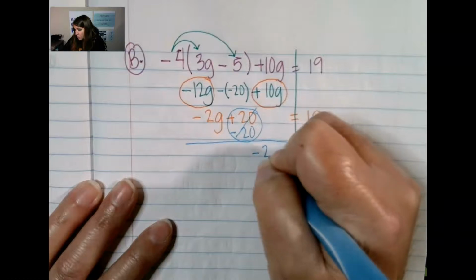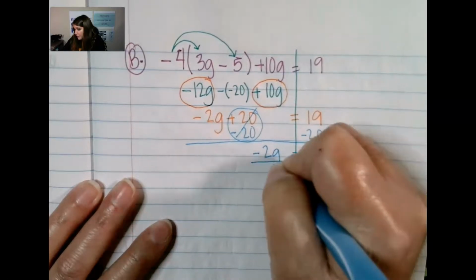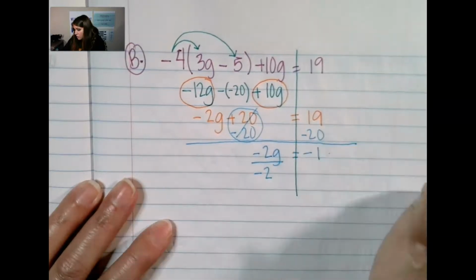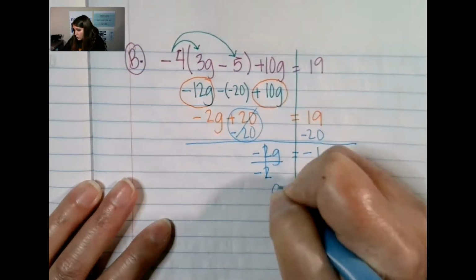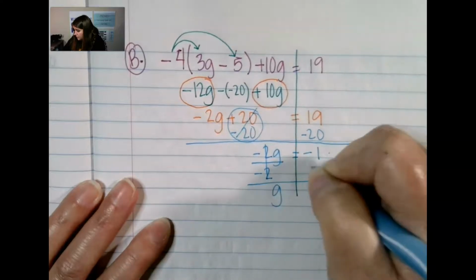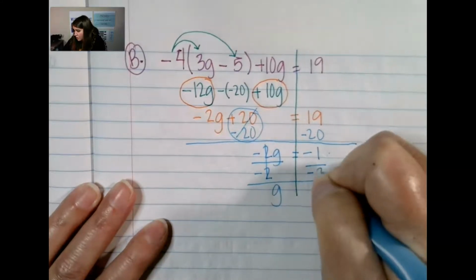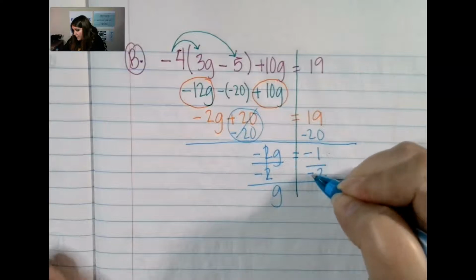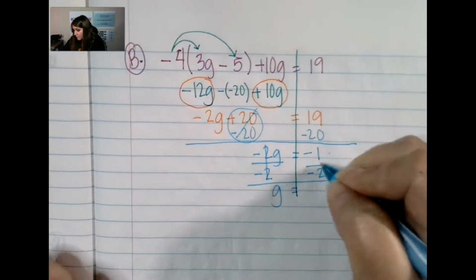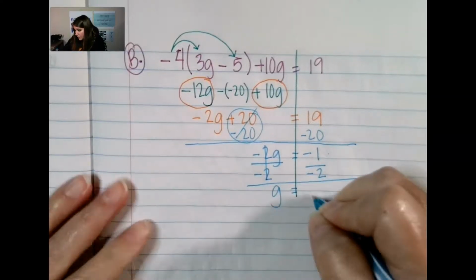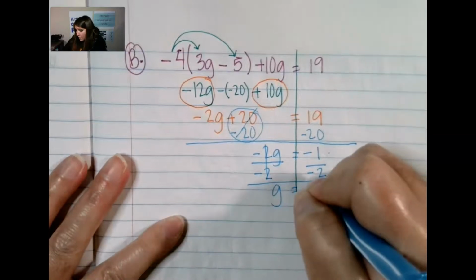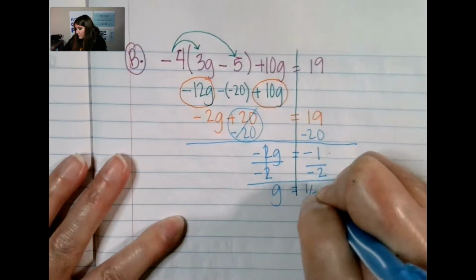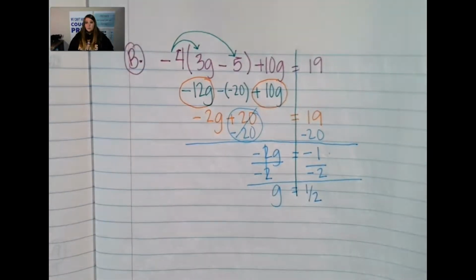And -2G, I need to divide by -2. That becomes 1G left over. And divide by -2. Now I have a negative and a negative, which equals a positive. A negative divided by a negative is a positive. And I have +1/2. So G equals 1/2.